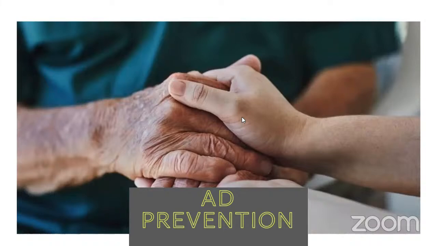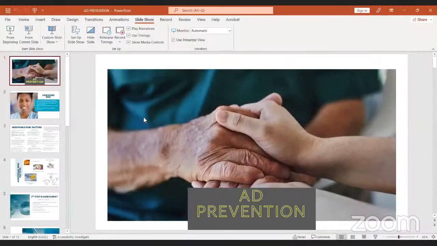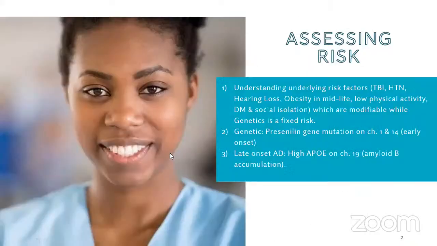Alzheimer's disease prevention. We'll start my presentation by assessing the risks. Before we could talk about the prevention of Alzheimer's disease, we need to understand there are modifiable risk factors and non-modifiable risk factors. The modifiable risk factors include traumatic brain injury, hypertension, hearing loss, obesity in midlife, low physical activity, social isolation, and diabetes mellitus. Genetic risk factors can be divided into two: one causes early onset and the second causes late onset Alzheimer's disease.